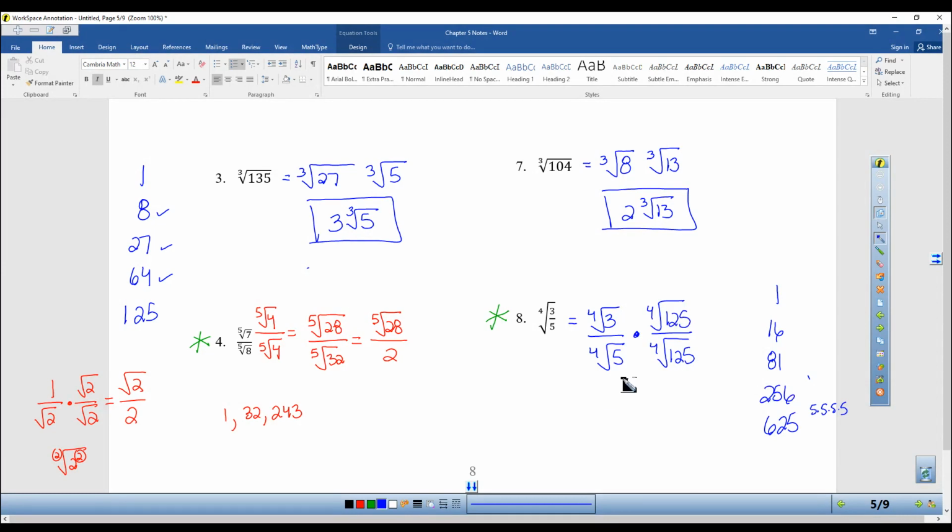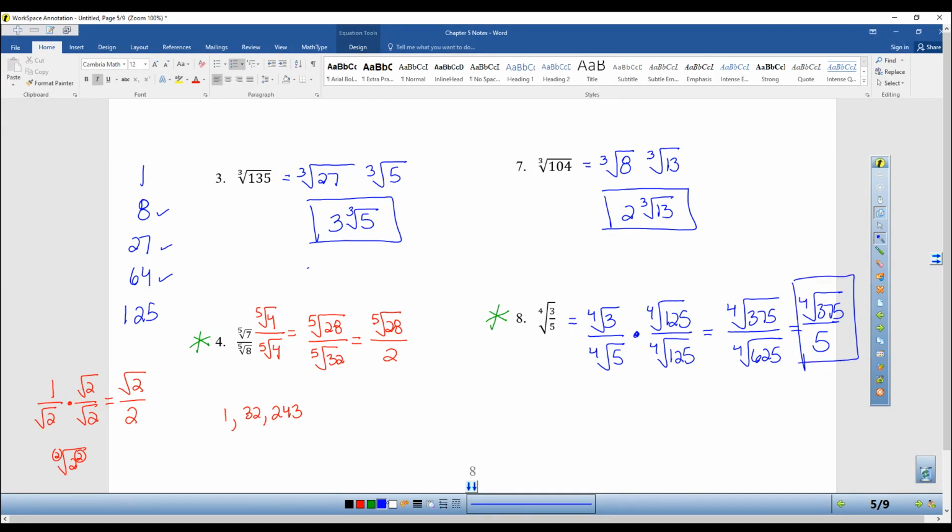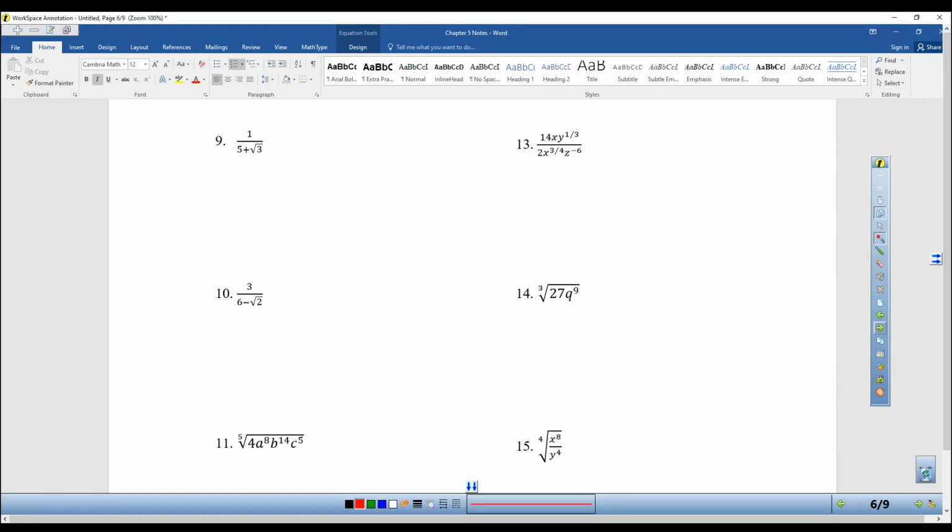And I picked that because I need to make this into a perfect fourth root. And I chose 625. So now on the top, I don't have anything helpful, but that's okay. I get 375. But on the bottom, I get the fourth root of 625, which is a perfect fourth power. It is 5. And the top can just stay the same. A little bit tricky. Hope you got it. There'll be plenty of homework to practice it on.